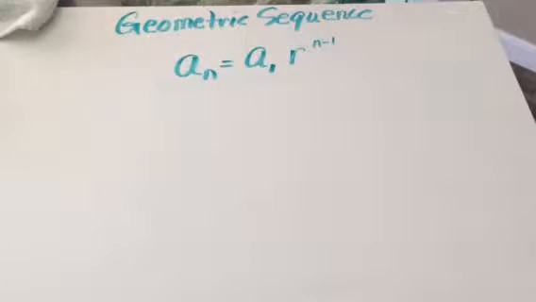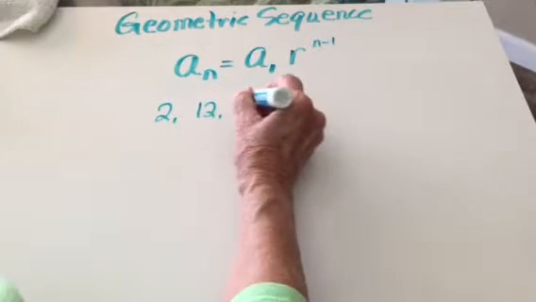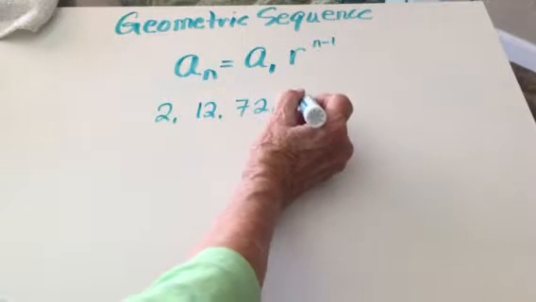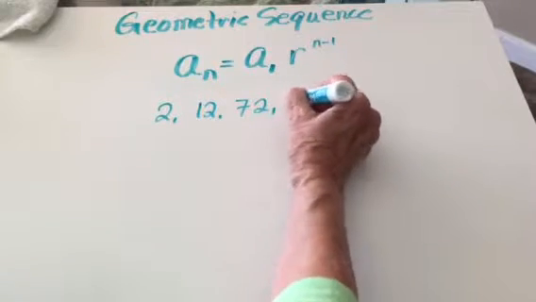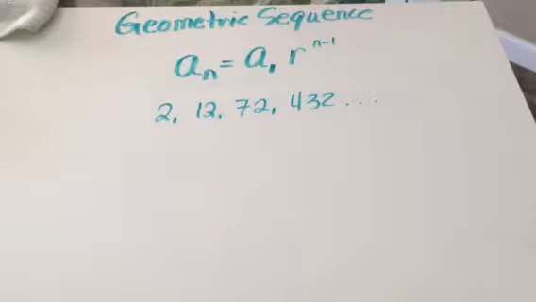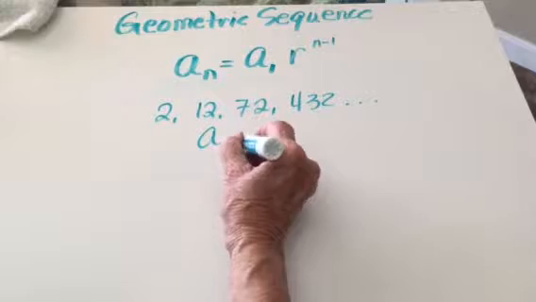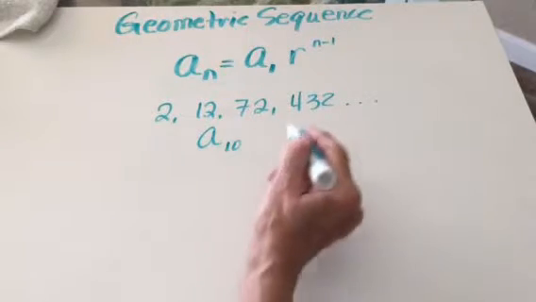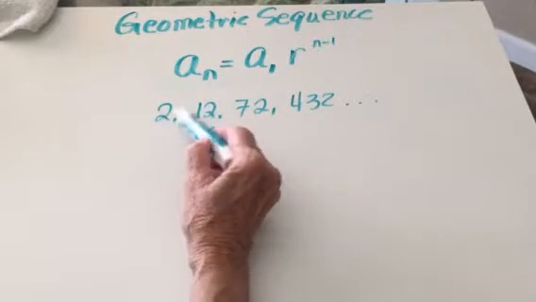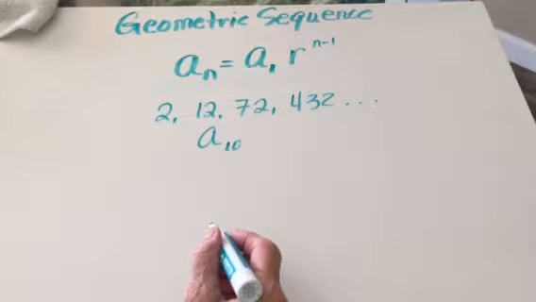Okay. Let's say we have a sequence: 2, 12, 72. What's the next one? 432. And we want to find a sub 10. In other words, we want to find the 10th term. Here's 1, 2, 3, 4. We have 4 terms already. We want to find the 10th term.